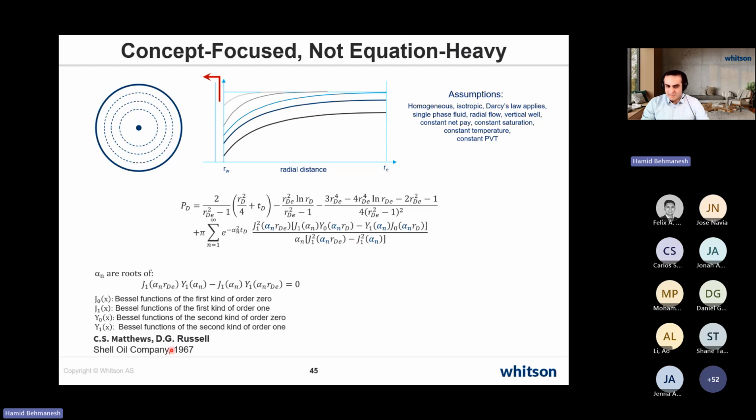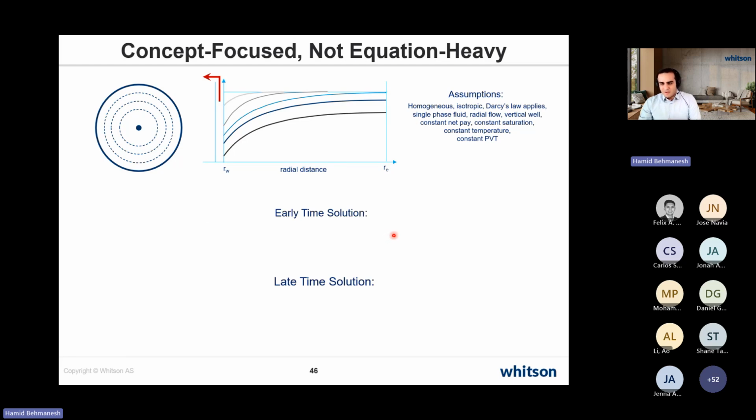And these two gentlemen, Matthews and Russell, developed this equation in 1967. They're definitely mathematicians, but the complexity of this equation is very scary. But the good side of the thing is we are not dealing with this equation at all. What we're going to deal with is a simplified version of this, which I believe most of you are familiar with, summarized and simplified to an early time solution and a late time solution.